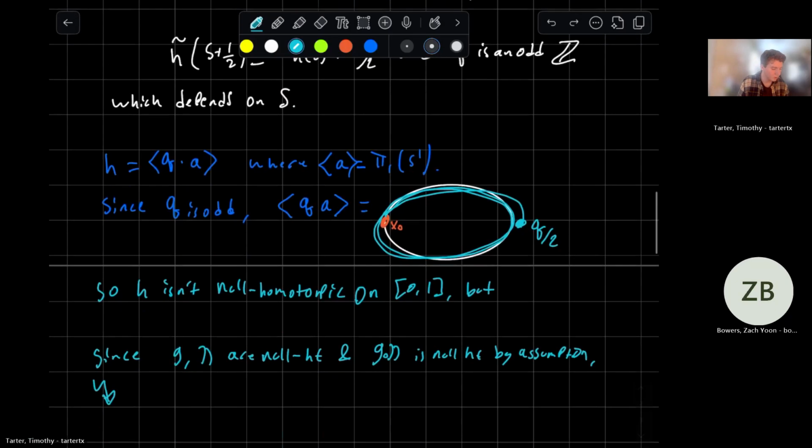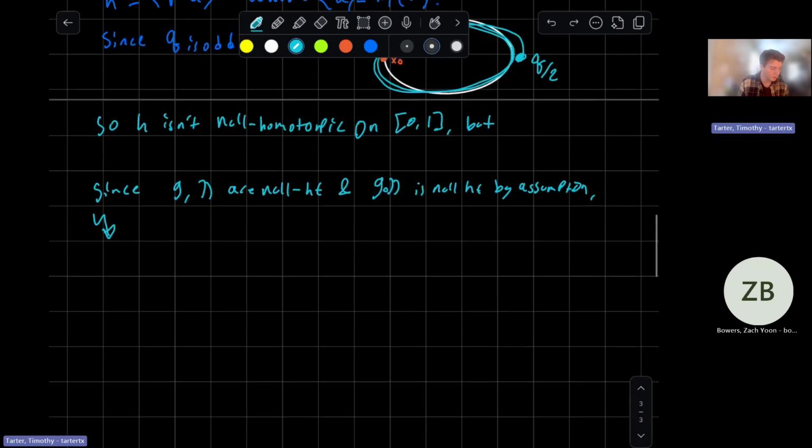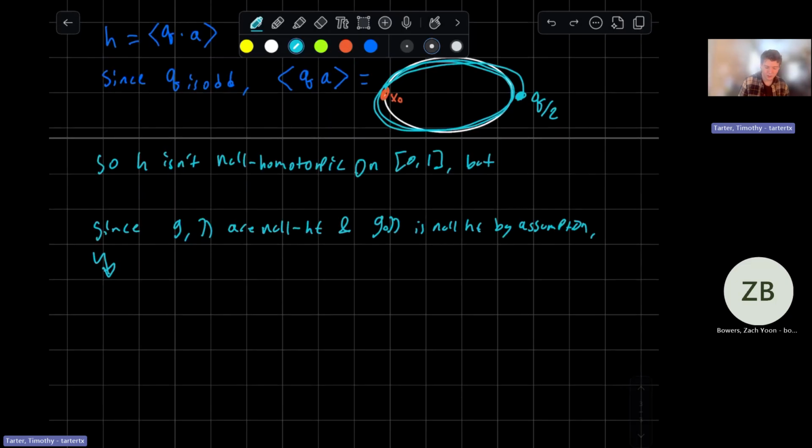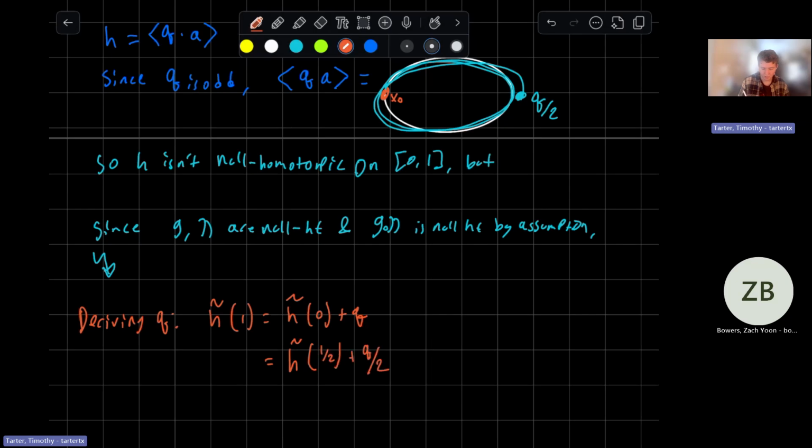So the lift at 1 is equal to the lift at 0 plus q. So I'll just write this as deriving q. The lift at 1 is equal to the lift at 0 plus q, which is equal to the lift at 1/2 plus q over 2.